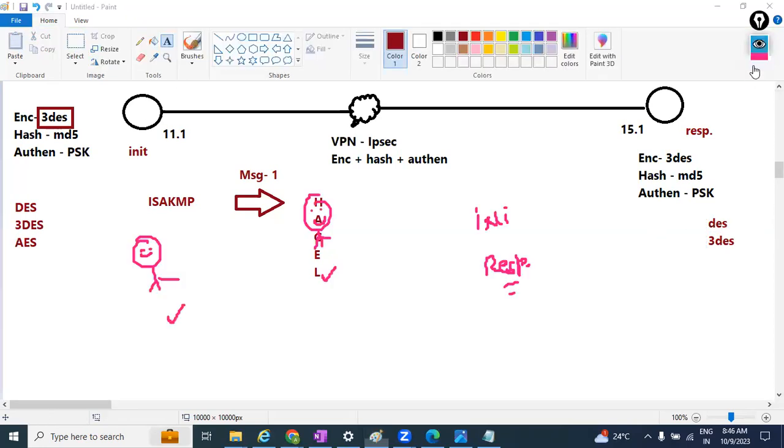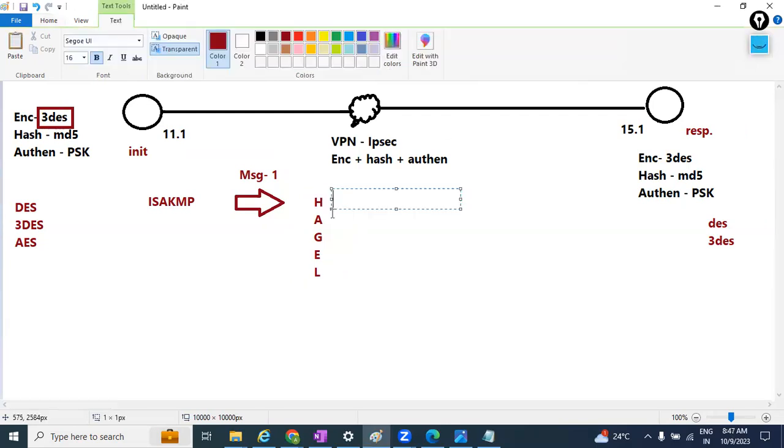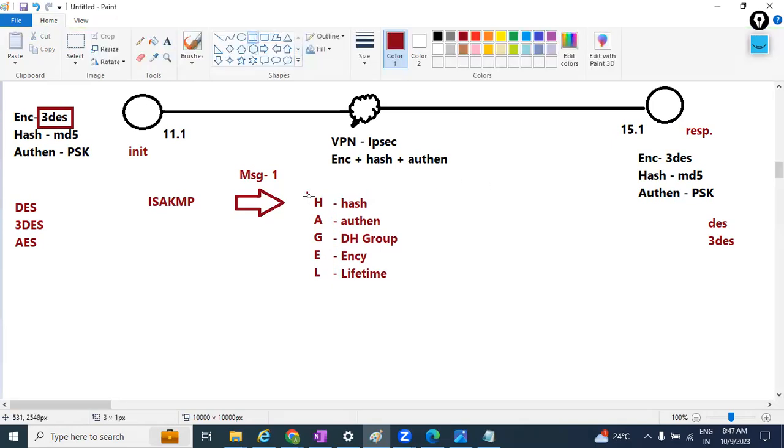So from here we have to send a proposal. In the proposal, there could be options for multiple HAGLEs. Multiple HAGLE means, I'll explain now what HAGLE is. HAGLE means H is hash, A is authentication, G is Diffie-Hellman group, E is encryption, and L is lifetime. Please note it down. This is the HAGLE concept.